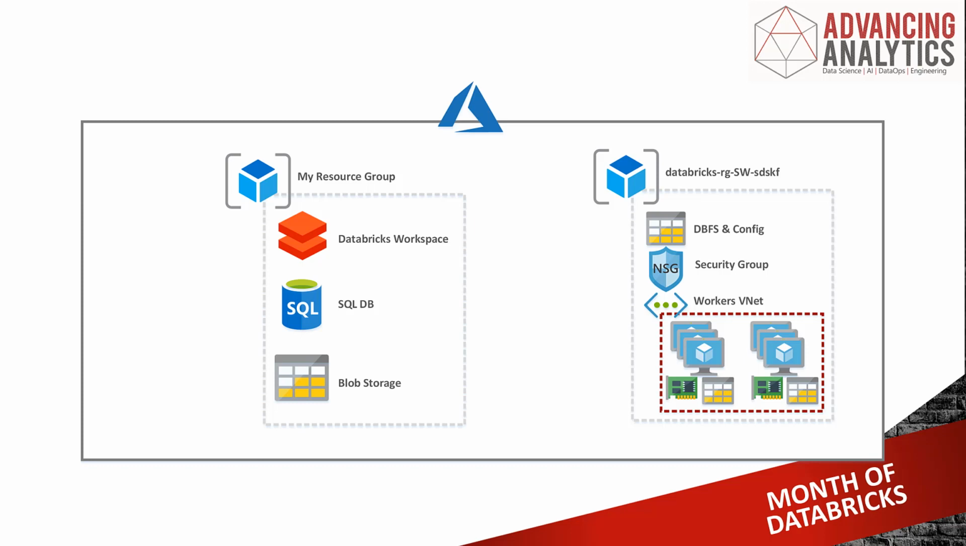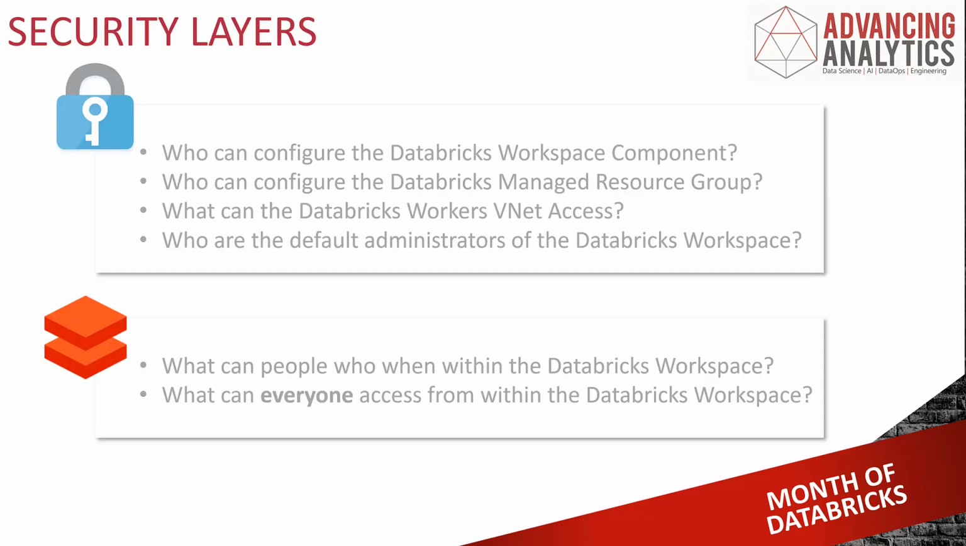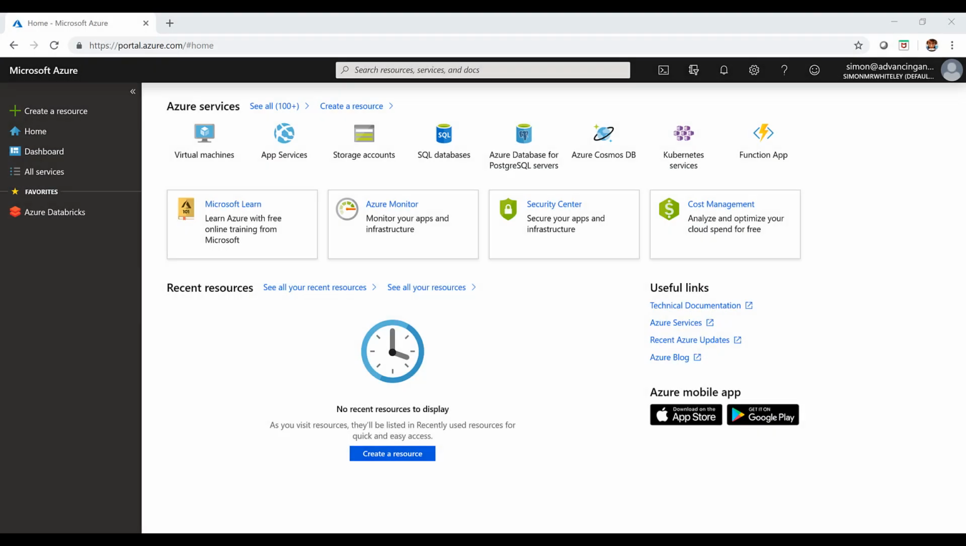So it's important to know that because we've got these two different ideas, we have two levels of security. We've got who can do things in the actual Azure portal, so who can configure the workspace, who can add new managers and admins to the workspace. We can have who can change the virtual network. But then on the other side, we've got people who can do things inside of Databricks. So what clusters can they see? What notebooks can they see? So we've got two levels of admin, your Azure and your workspace.